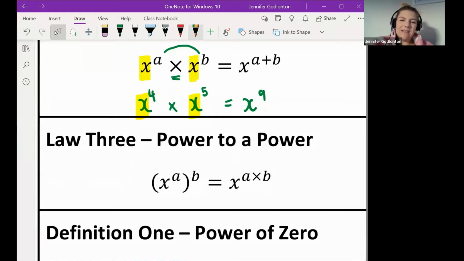You can see that law 3, guys, is a power to a power, so you multiply the a by the b.